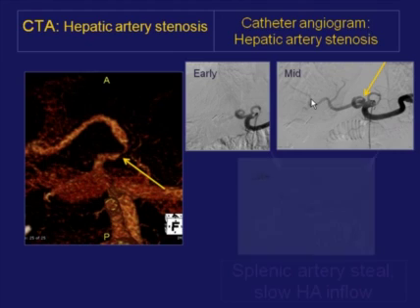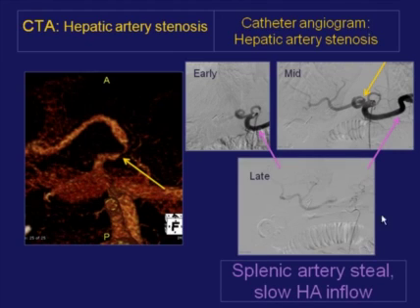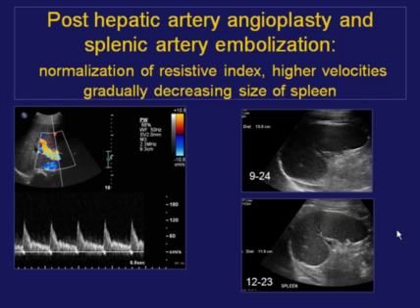into the hepatic system. And late images showed sort of persistent dwelling flow on the hepatic arterial side instead of the splenic side. So this patient not only had some degree of stenosis, but also had the phenomenon of a splenic artery steal, and the combination of those were decreasing the inflow on the arterial side to the liver.